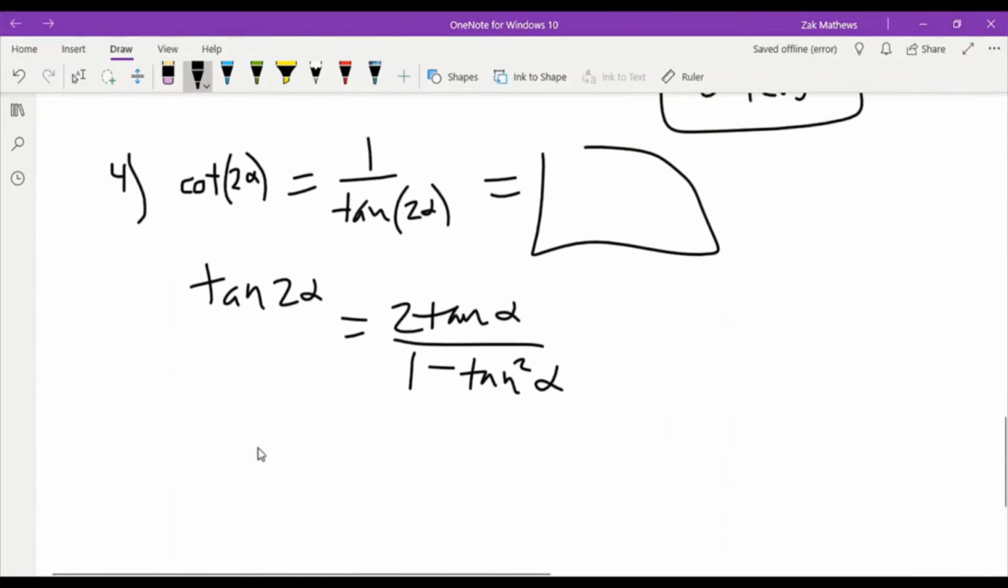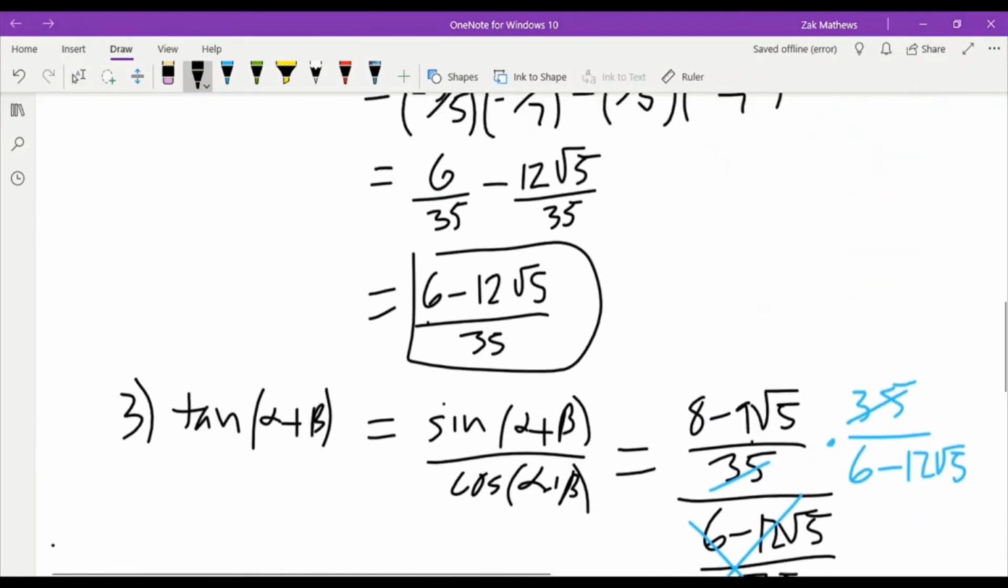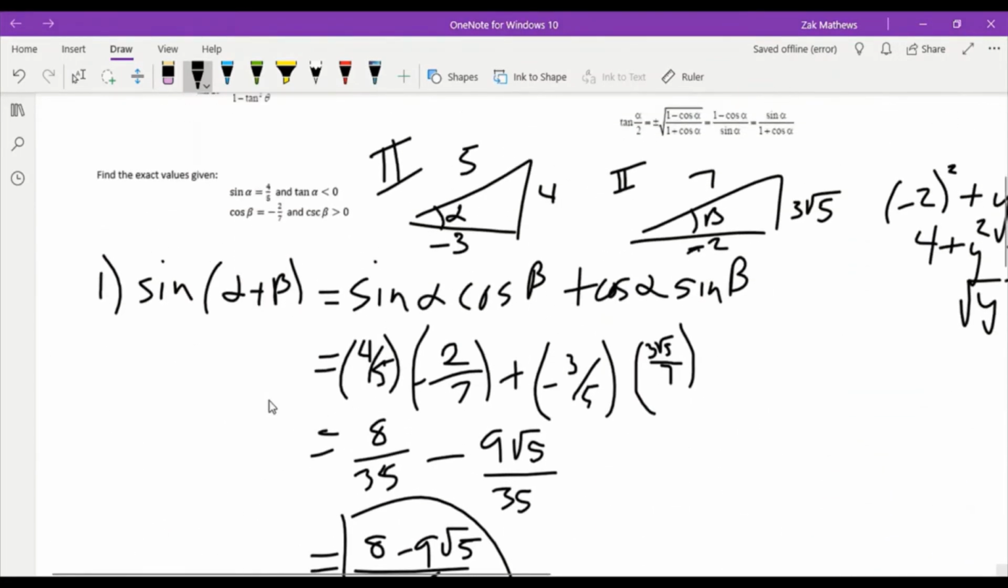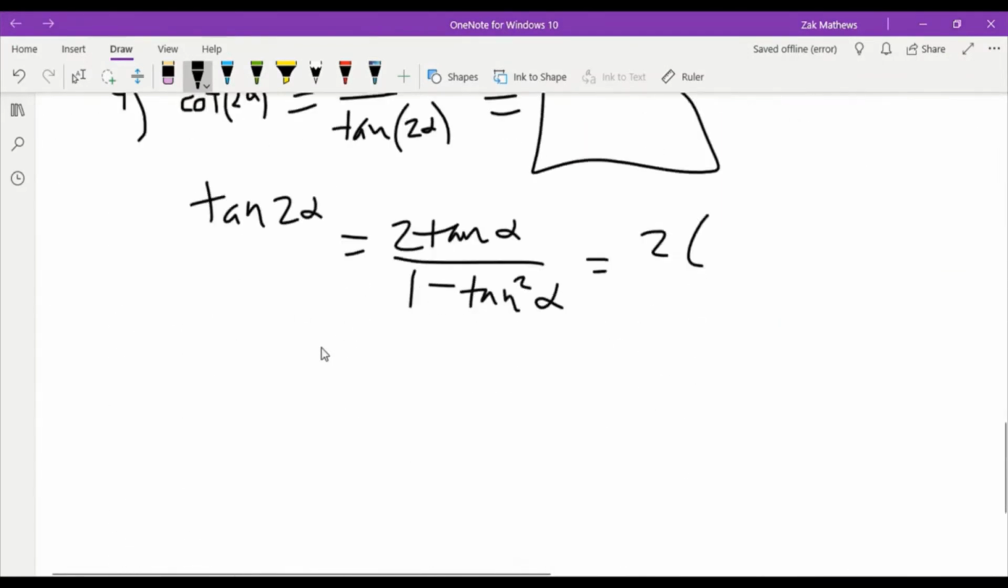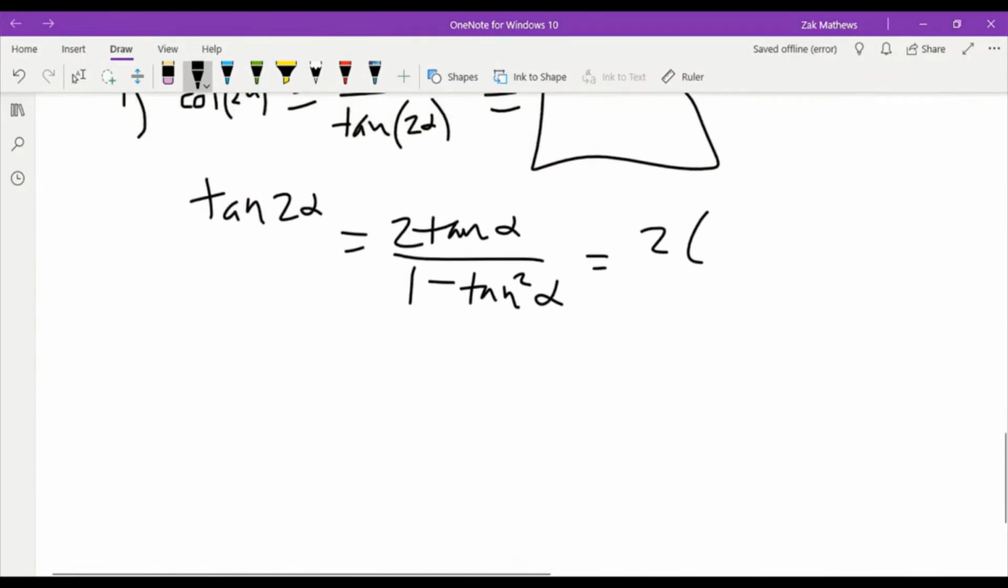So we do need to know in this case what tangent of alpha and beta is. We haven't found these yet, so let me scroll up to the alpha triangle. Really, we only need the alpha. Well, tangent is the opposite over the adjacent, so we have 4 over negative 3, and it will be a negative because we were already told that tangent is negative. Remember, always pay attention to those signs. Have negative 4/3 here.